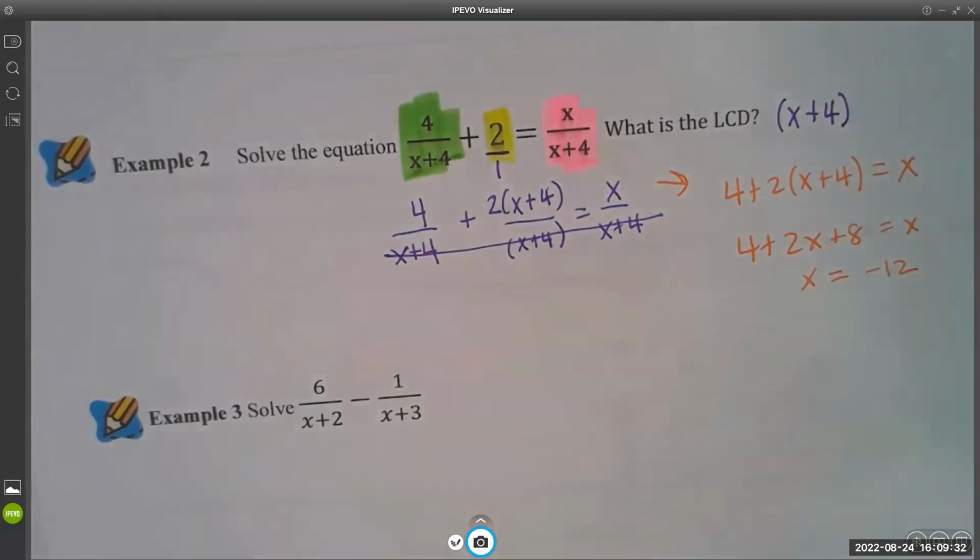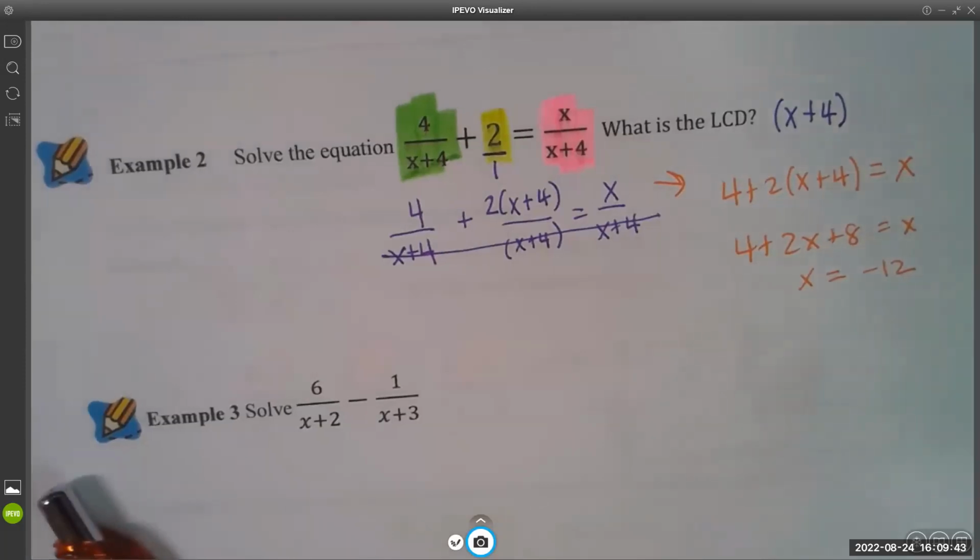I think that's right. And just make sure it's not excluded. It's not. The only excluded value is -4. And that's not what I got for x. And simpler equations you can check.